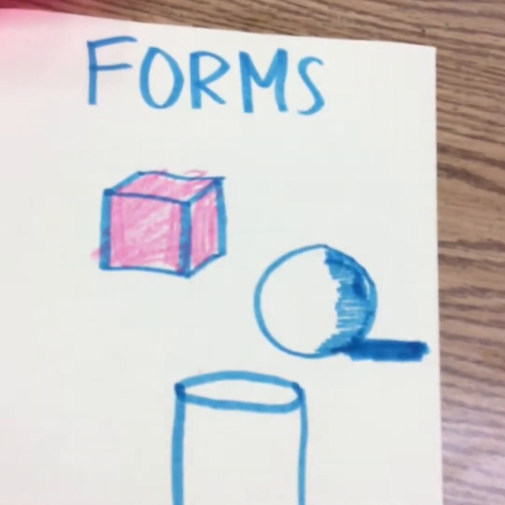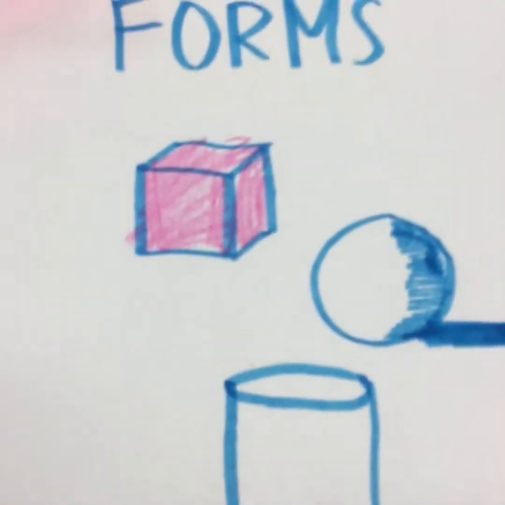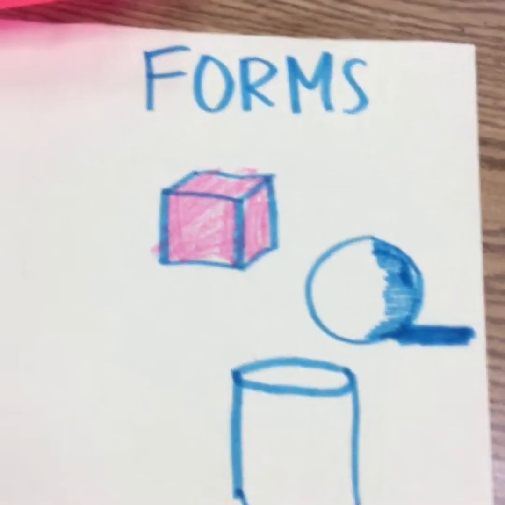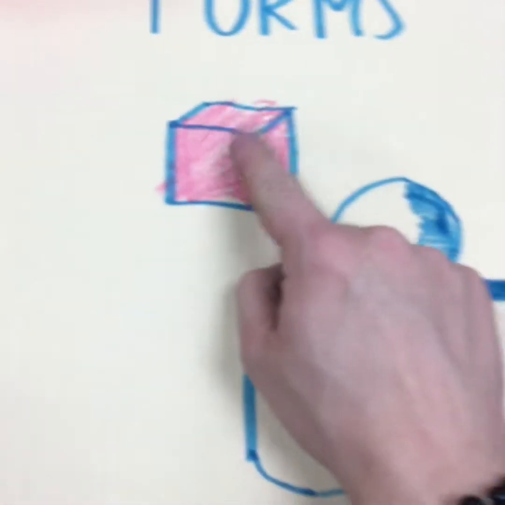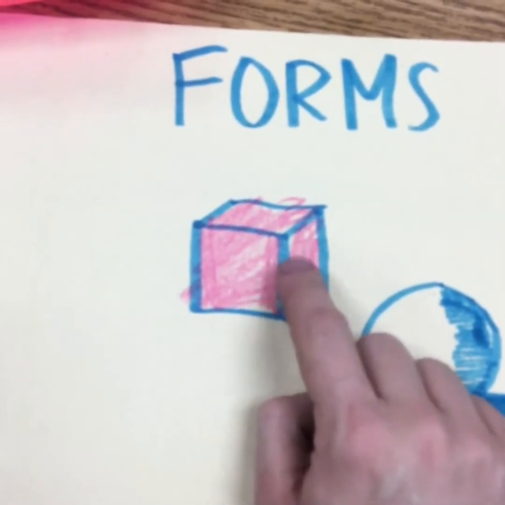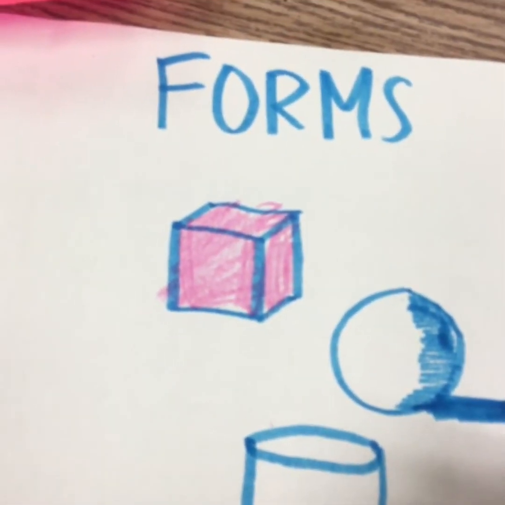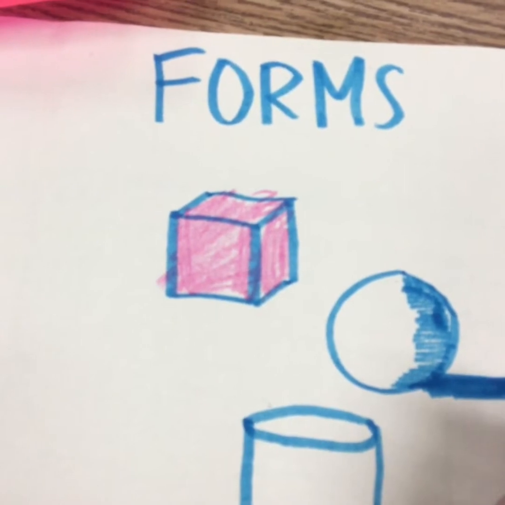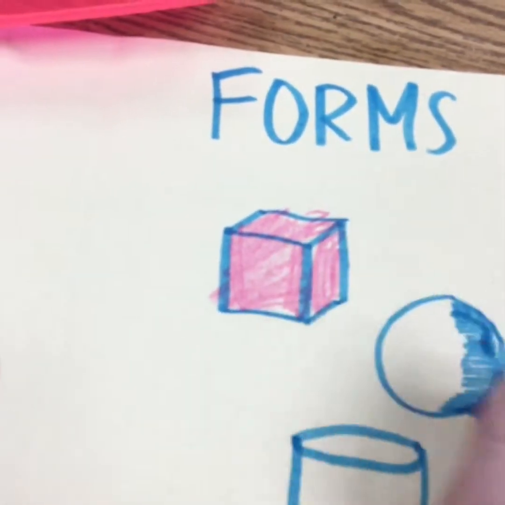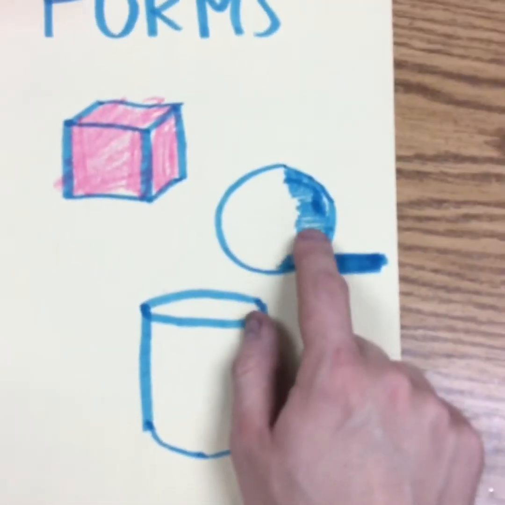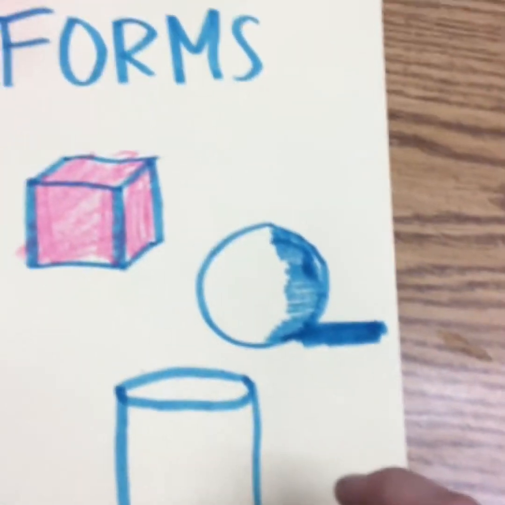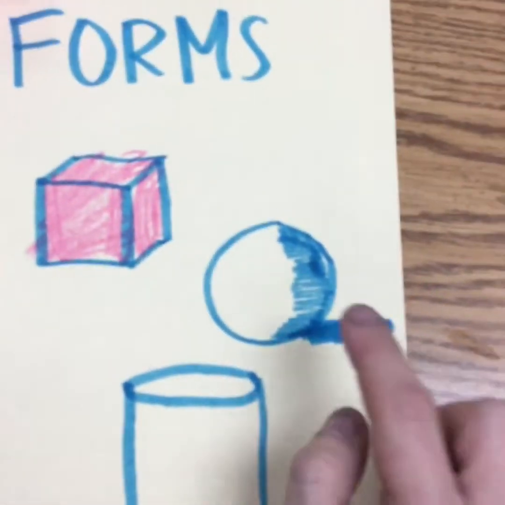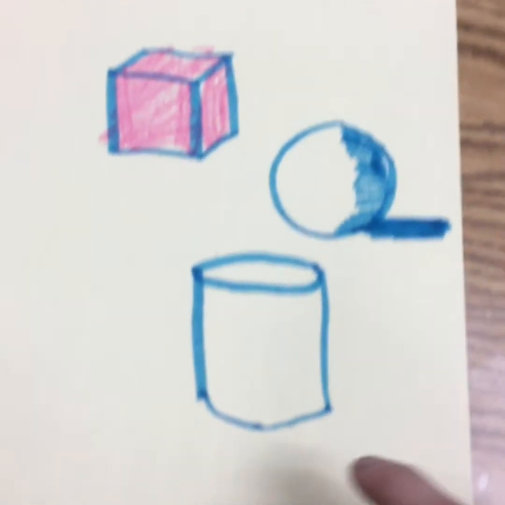Okay, now I'm going to test you and see if 3 people can tell me the names of these forms. Let's see who can remember. Raise your hand if you remember what this form is named. Okay, I hope someone said cube. Now, could someone raise their hand and tell me what this form is named? I hope someone said spear.